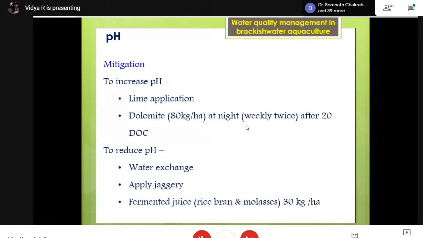How can we reduce it? Lime and dolomite can be applied at the rate of 80 kg per hectare at night, twice weekly after 20 days of culture. We can use this dolomite for mitigating the pH. Then to reduce the pH, we can do water exchange and apply jaggery fermented juice. That fermented juice is made of rice bran and molasses. We can add 30 kg per hectare to reduce the pH if it is on the alkaline side.